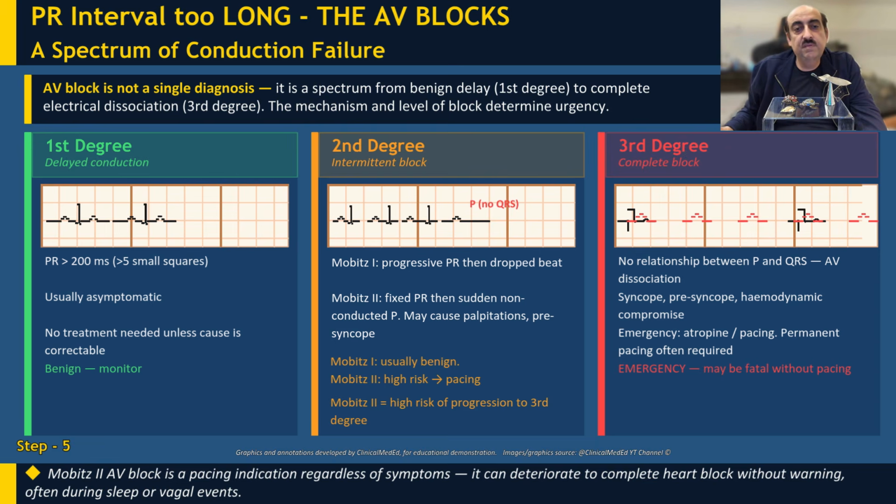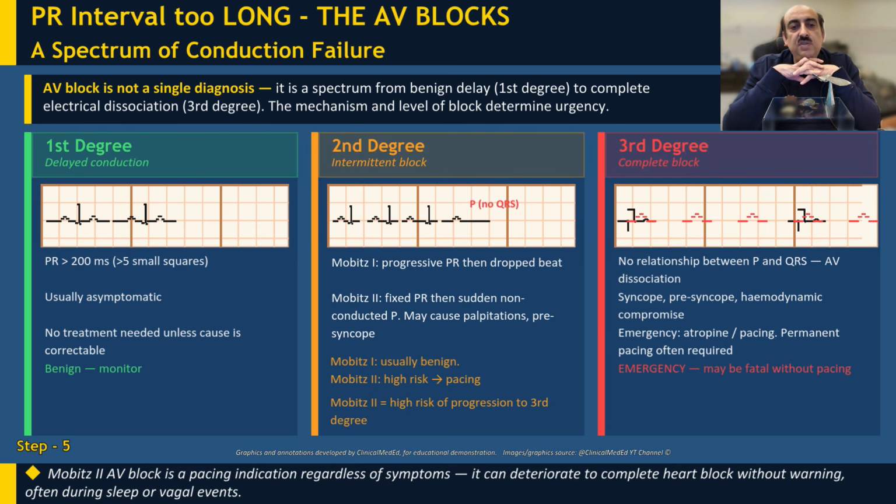On the other hand, if there is a prolonged PR interval, then we would be considering atrioventricular blocks, which is a spectrum of conduction failure. So let's look at it. AV block is not a single diagnosis, remember. It could be from a benign etiology like a first degree block to the complete third degree heart block, which is a medical emergency and will necessitate an immediate life-saving intervention.